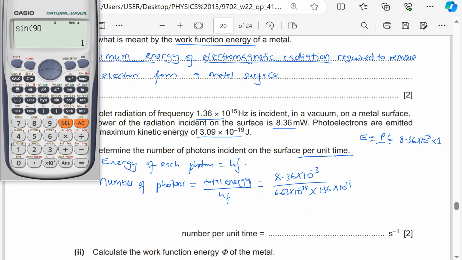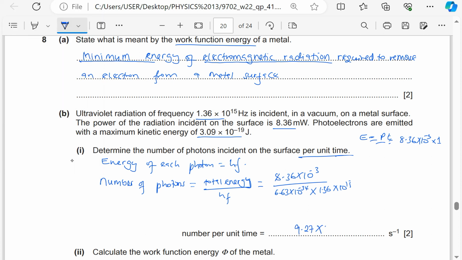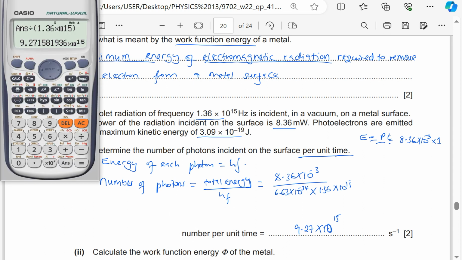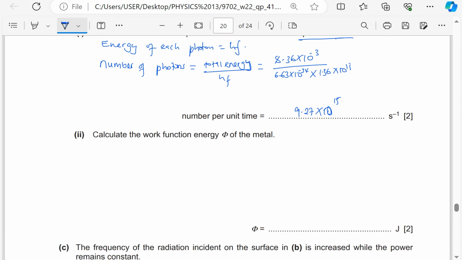So I'll check with my calculator. 8.36 exponent minus 3 divided by, open brackets, 6.63 exponent minus 34 times 1.36 exponent 15. I'm finding the number of photons to be 9.27 times 10 to the power of 15. Yes. Then calculate the work function energy phi of the metal.